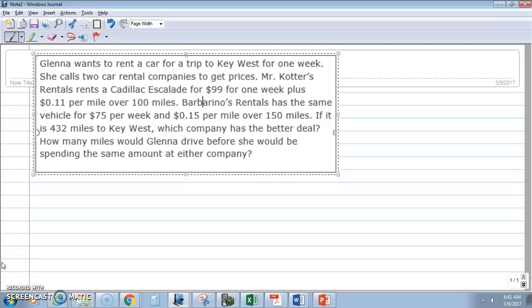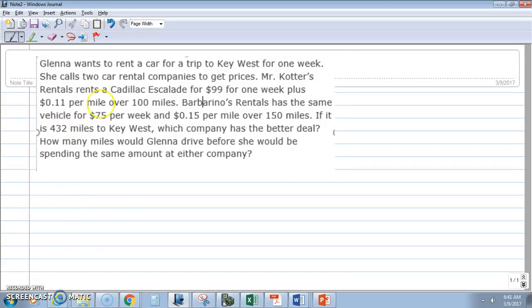All right, you guys, in this word problem, Glinda wants to rent a car for her trip to Key West. So the easiest thing to do, I hope you've already pulled out all of the numbers and some important words. What we need to do, and remember you can always do something else like create a table and figure that out, but 432 miles, that's a pretty big number. You're not going to want to create a table up to 432 miles.